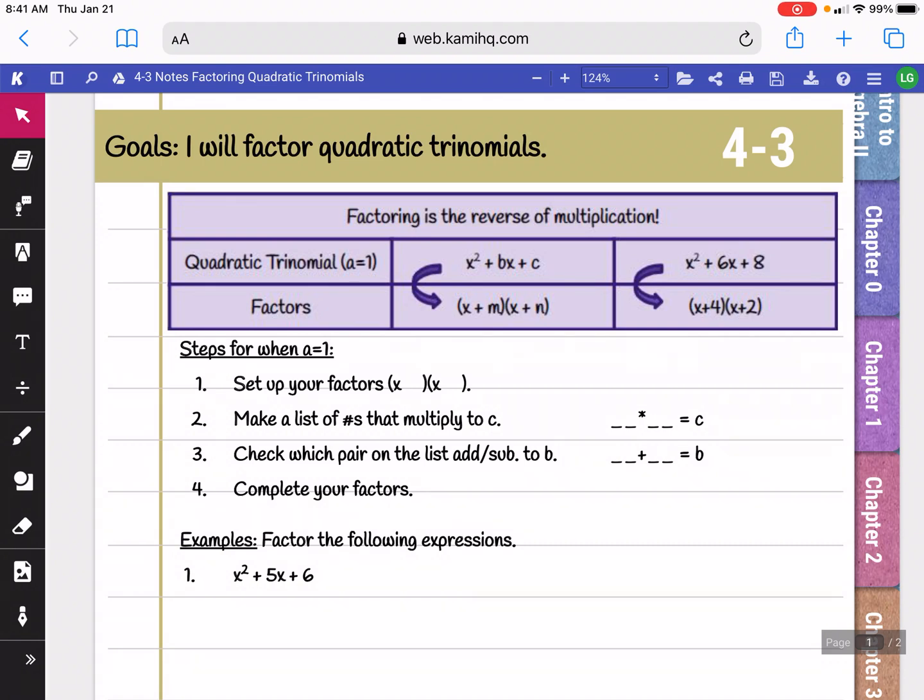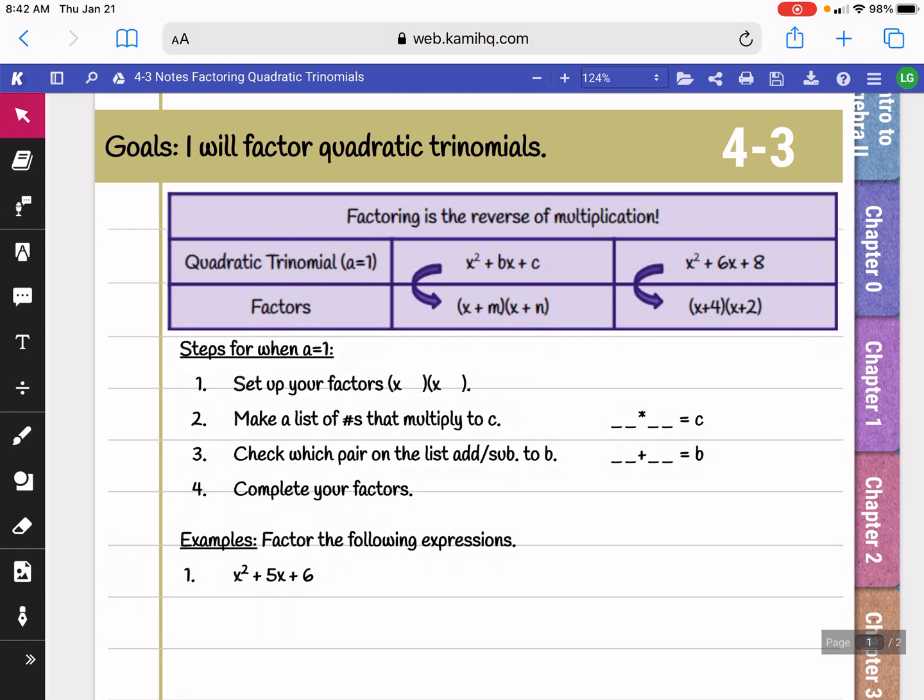In this video, we will be learning how to factor quadratic trinomials where the number in front of x squared, or the a value, is equal to 1. So factoring is the reverse of multiplication. It's like you're figuring out what they multiplied to get their expression. So it's like working backwards.